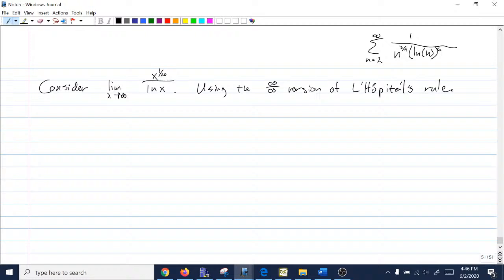Do you guys know the story of L'Hopital's rule? I should save that for after this example.